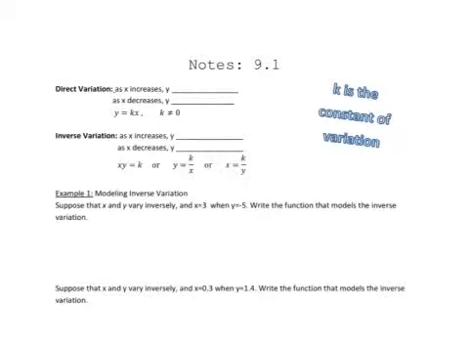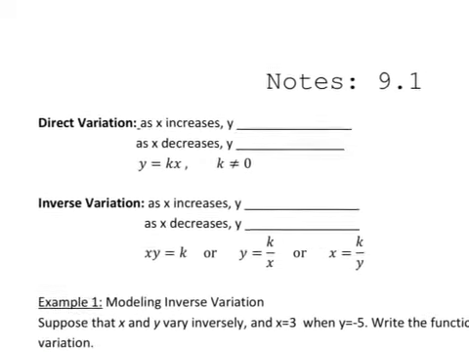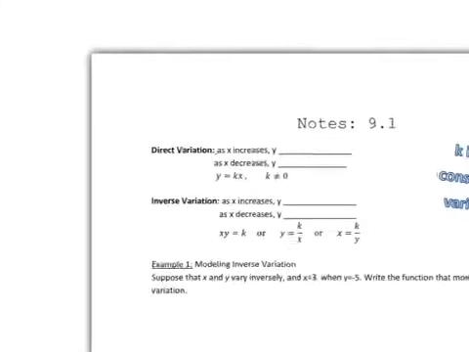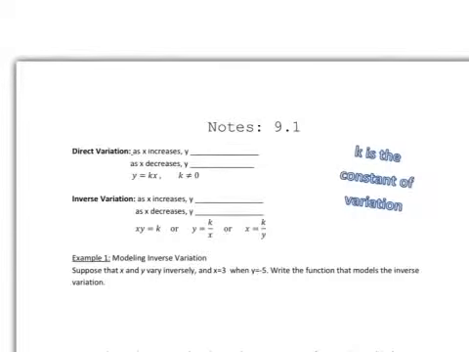Do y'all remember direct variation? It's like from chapter 1. Yes? Okay. In direct variation, here's our formula. Y equals K times X. What is K? The constant of variation. It's right there. K is the constant of variation.